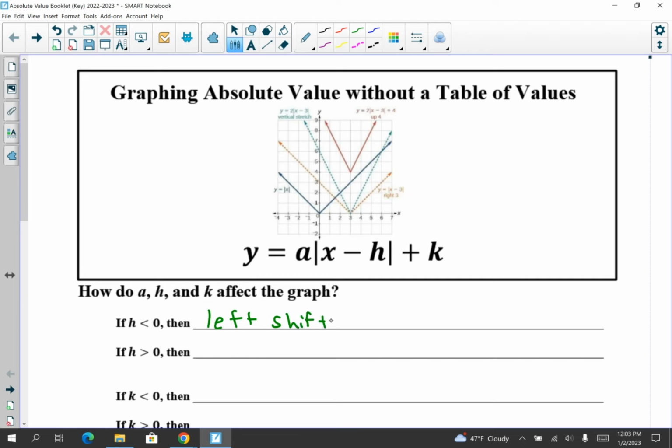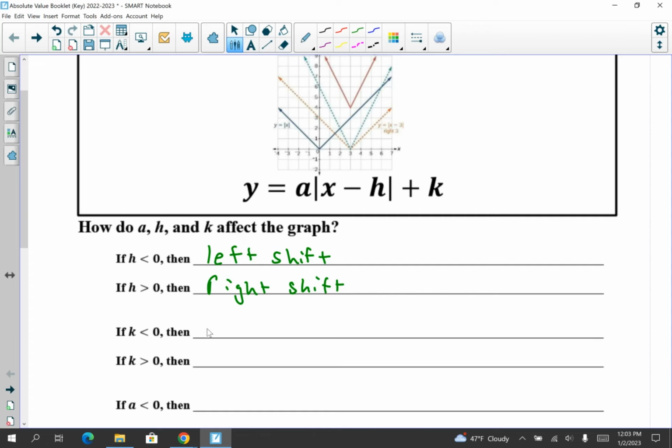So we'll see it shift our vertex to the left. If h is greater than 0, we're going to see a right shift. So talking about the x-coordinate of our vertex. If k is less than 0, that's going to be a shift down, right? So a vertical shift down. And if k is greater than 0, we're going to see a shift up in our y-axis.